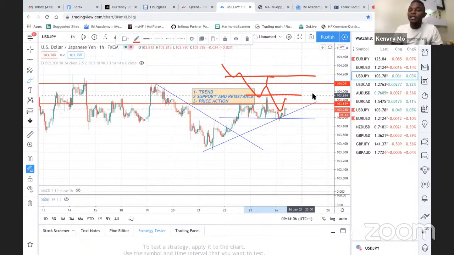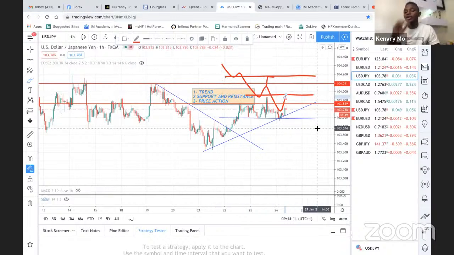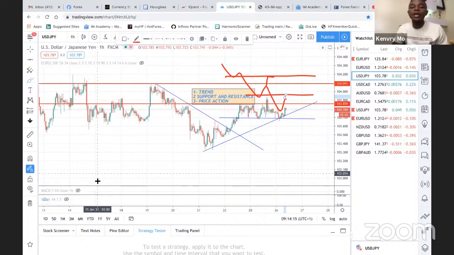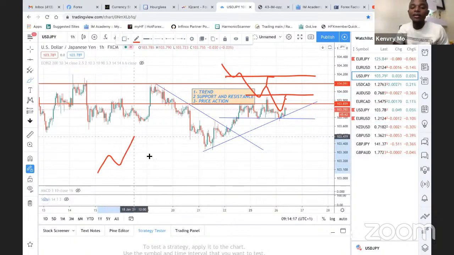So I'm getting my chart. If this market makes its way here, it becomes my sell. That's how you trade a downtrend. Likewise, the uptrend: the market makes waves.